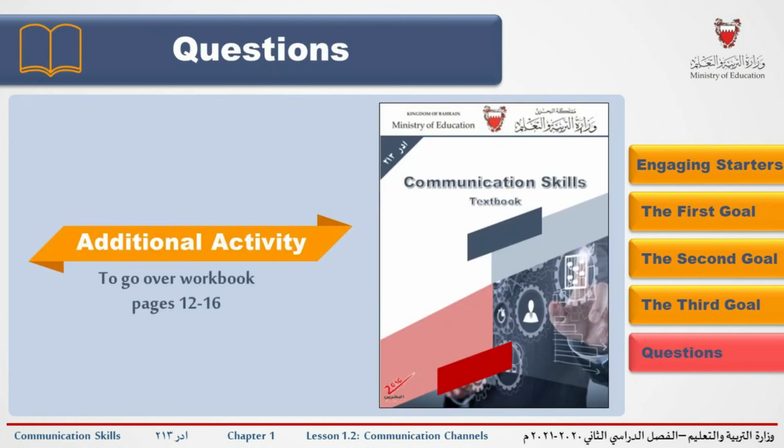Additional activity. Go over your workbook, page 12 to 16, and solve all questions.